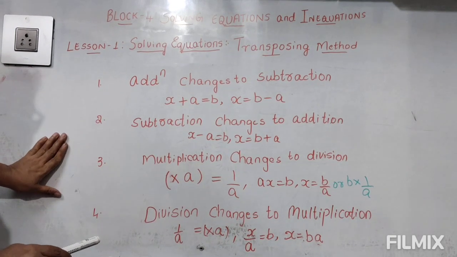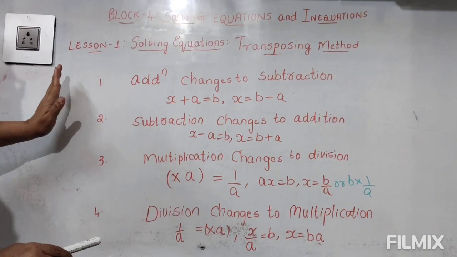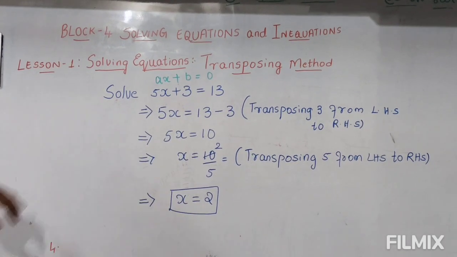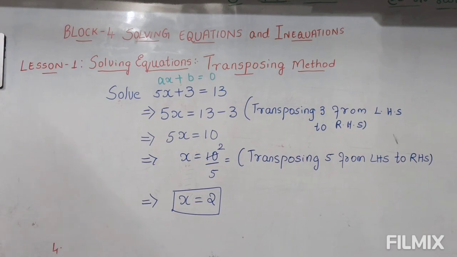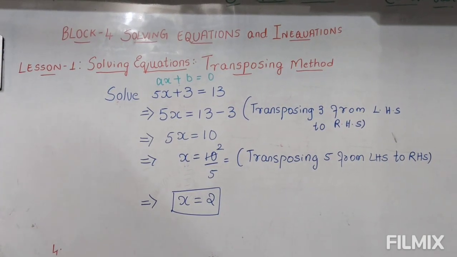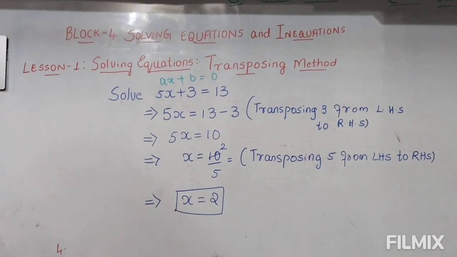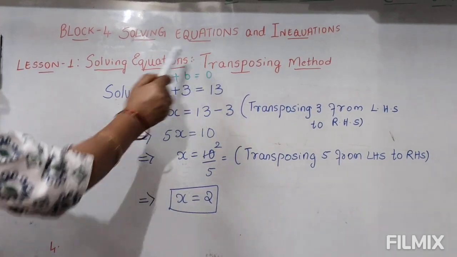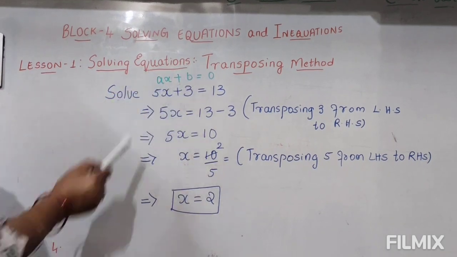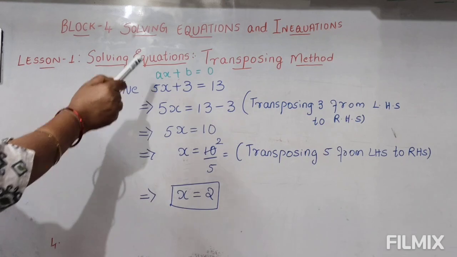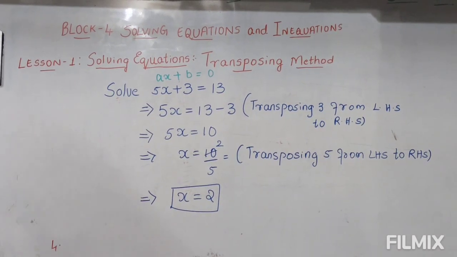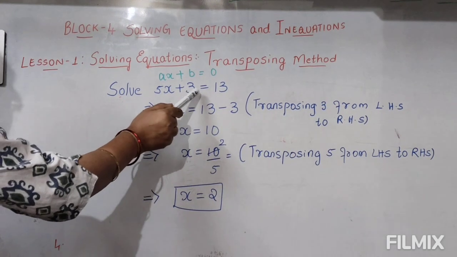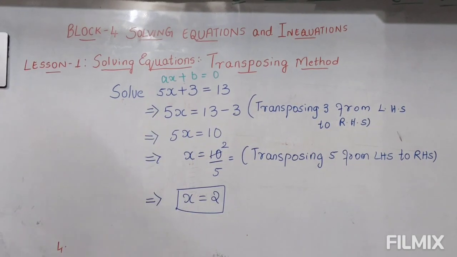Let me show you one example sum so that you will understand this concept properly. Look at this example: 5x plus 3 is equal to 13. This is a linear equation. What is the definition of a linear equation? It is in the form ax plus b equal to 0, where a and b are integers and x is a variable. So you have to find one solution. Here 5 and 3 are integers and x is the variable.